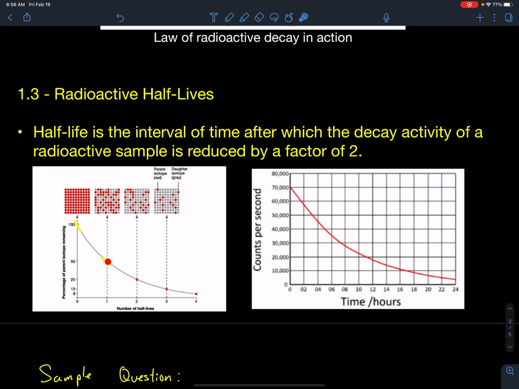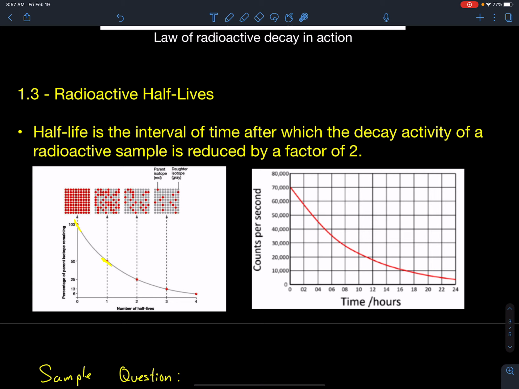Okay, so 50% of the atoms, and then another 50% of the atoms have decayed, and then another 50% of the atoms have decayed. So each one of these time points is a half-life. The time it takes for half of the number of atoms to decay is my half-life. And I can't see the atoms in a sample decaying. I can only use my Geiger counter to give me counts per second.